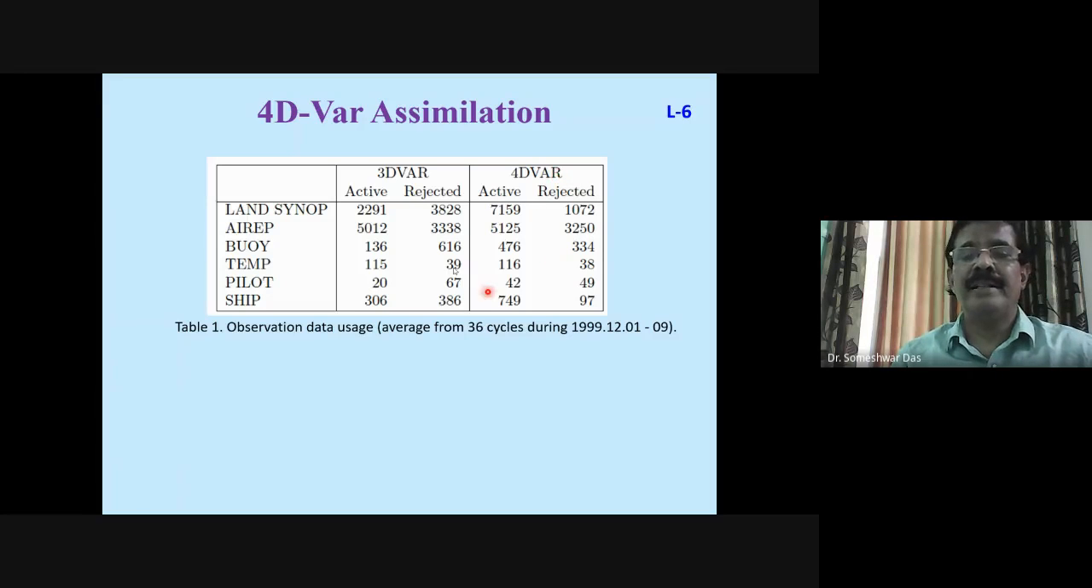So in 4D-Var, they accommodated all the data and found that now more data were accepted. 7,000 SYNOP is accepted, only 1,000 is rejected. Similarly, more AIREP aircraft reports are accepted, more buoy data is accepted, right? More TEMP data is accepted, more pilot balloon data is. Pilot balloon is still less, I think, 42 versus 49. And SYNOP, there's lots of SYNOP. So there is definitely a lot of advantage of utilizing 4D-Var compared to 3D-Var, although it is expensive, of course. Computationally, 4D-Var is expensive.